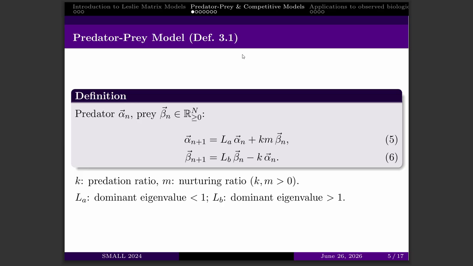The prey population is described by its inherent growth rate LB beta of n minus the predation K times alpha of n. Here, K is a predation ratio, M is a nurturing ratio, and both ratios are assumed to be positive. LA is the Leslie matrix of the predators, and we assume that the dominant eigenvalue, or the eigenvalue with the largest modulus, is less than 1. And LB, the Leslie matrix of the prey, has a dominant eigenvalue greater than 1, i.e., in time, the prey are expected to grow.